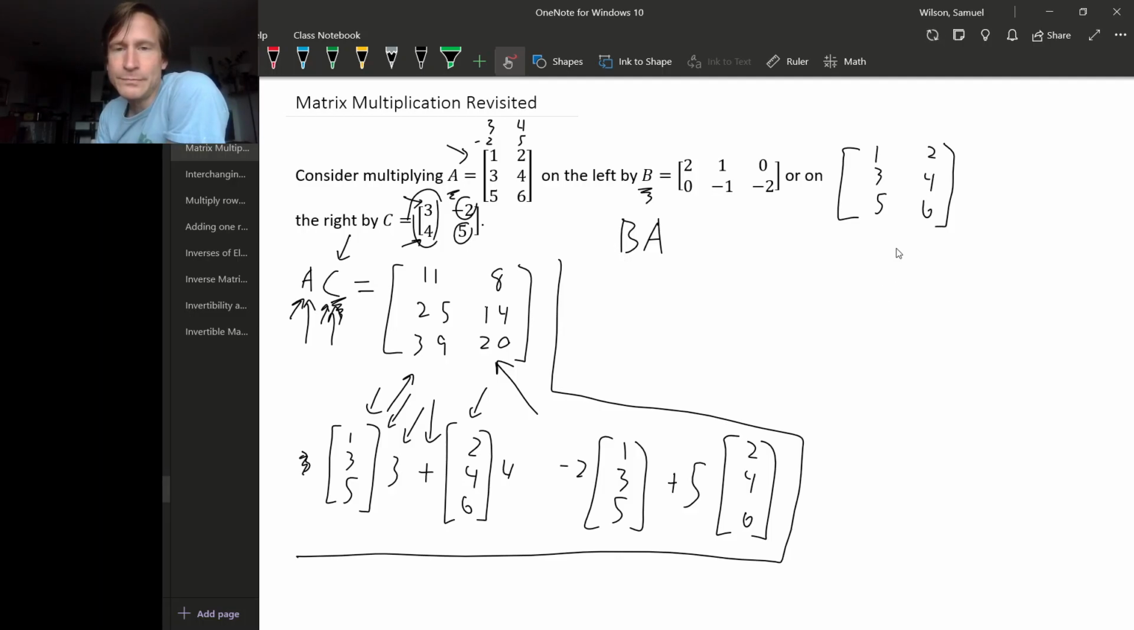So we could use the columns of A and tip them sideways and sweep downwards through B.